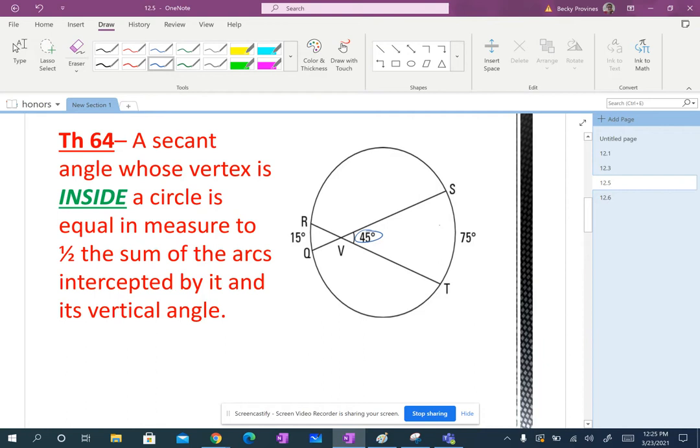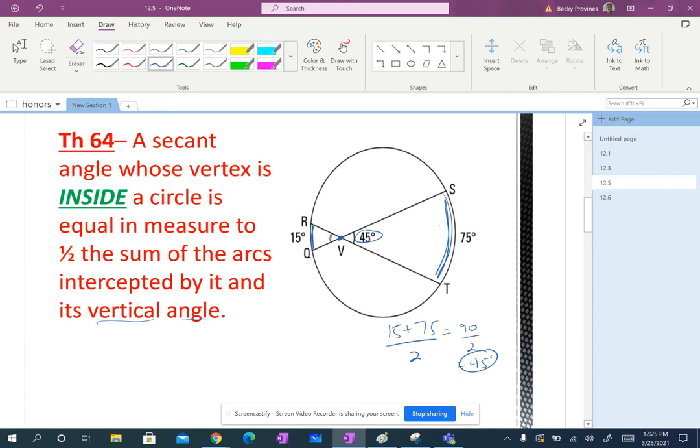What's happening is it's always about the vertex, right? So the vertex is inside the circle. So if you're inside the circle, you're going to take the two arcs. We're talking about the 15 and the 75, and we're going to add them up and divide by 2. So 15 and 75 is 90, and half of 90 is 45, which we know is the correct answer. And they're talking about vertical angles, so that just means both of these are 45.